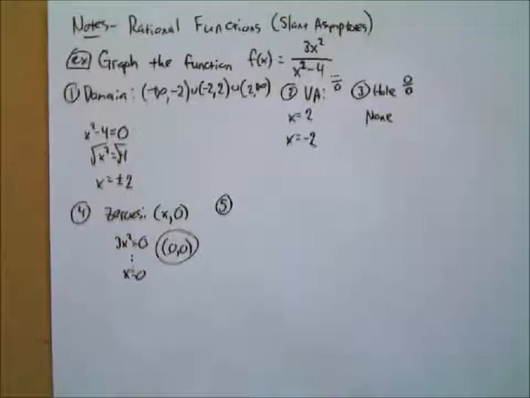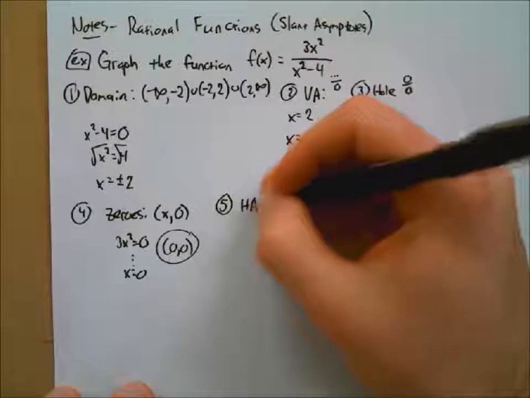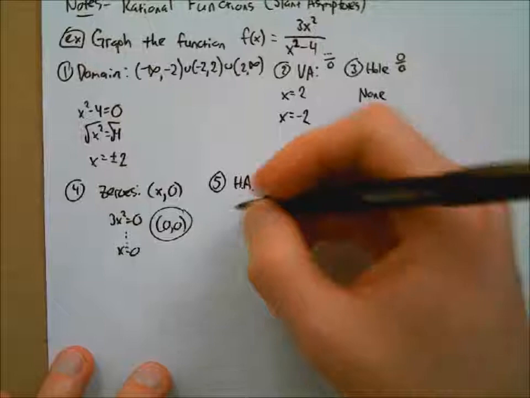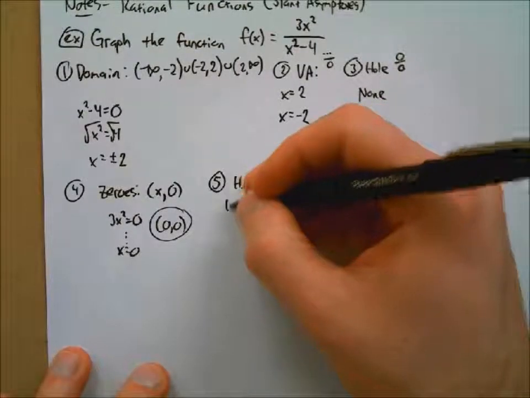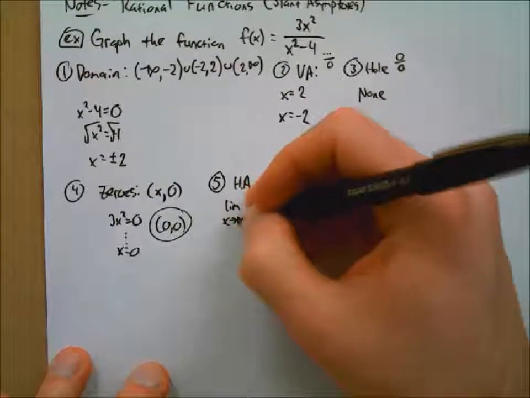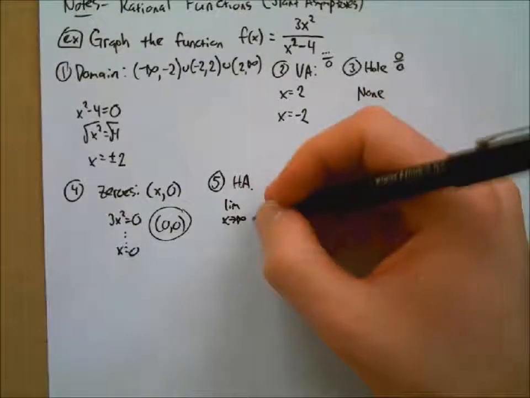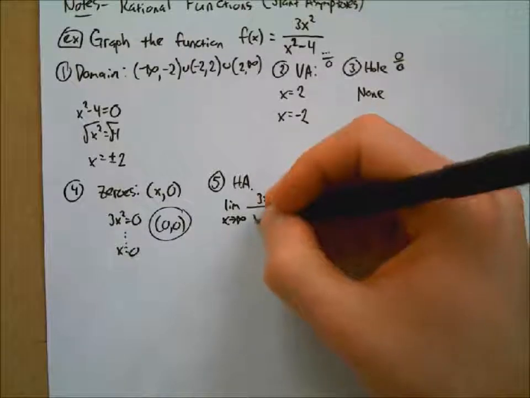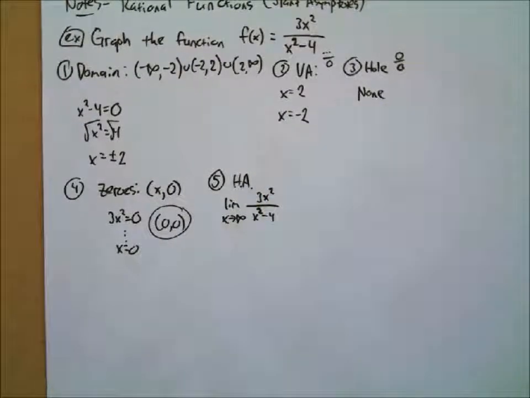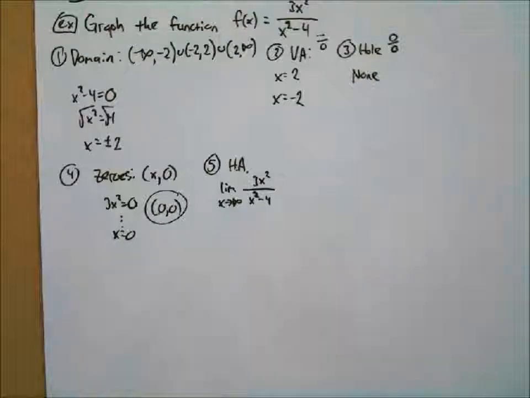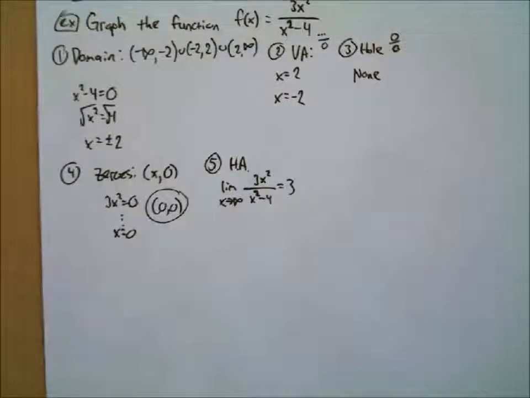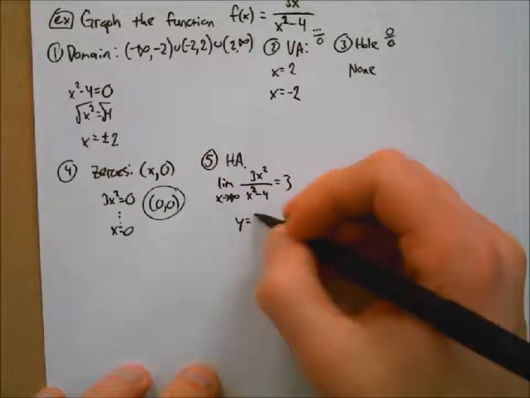All right. Do we have any horizontal asymptotes here? Well, how do we find a horizontal asymptote? Yep, we're going to use the limit as x approaches infinity and look at our degrees. So what will this limit approach here? 3. Exactly right. Numerator over denominator there, 3. And so the equation here will be y equals 3 for that horizontal asymptote.